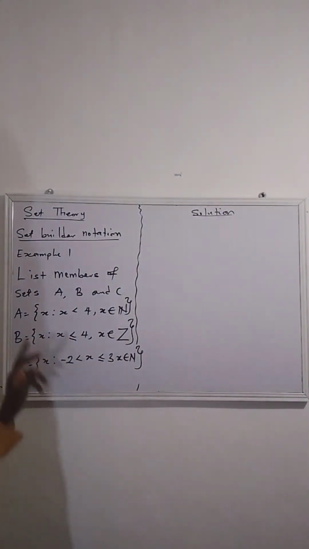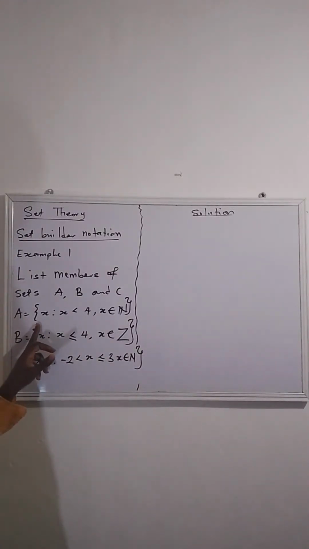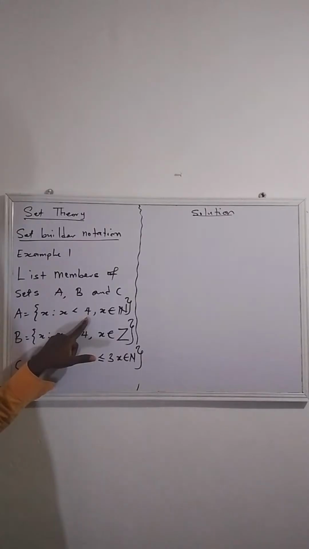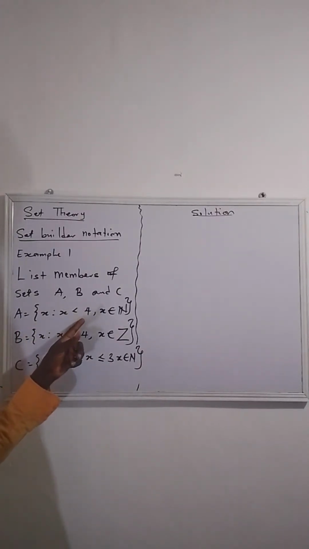Now, look at what we have here. A is the set of, I told you how to read a set. A is equal to, this curly bracket means set of. So A is the set of x, such that, this colon means such that, x is less than 4. That is, the values of x that are members of this set are less than 4.